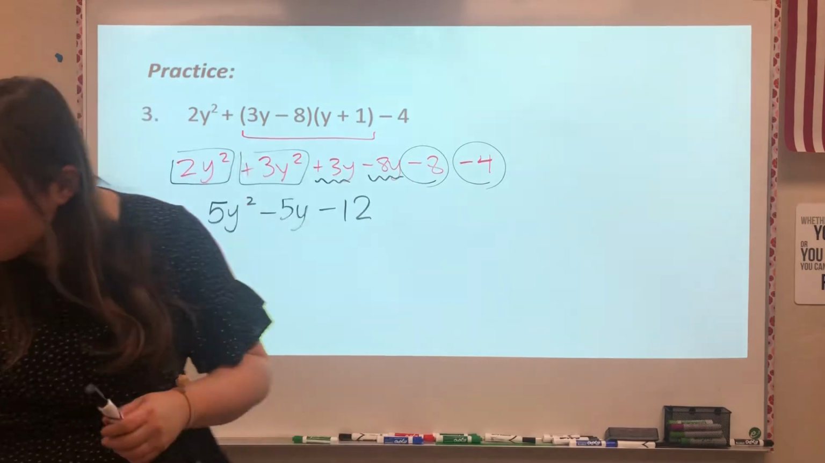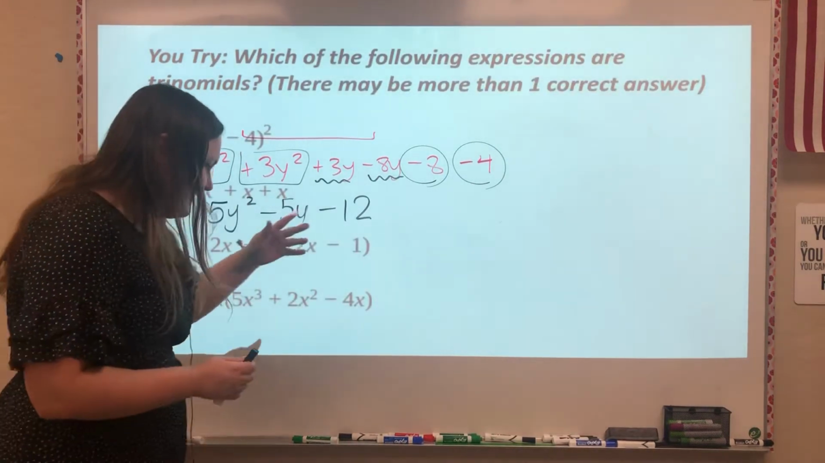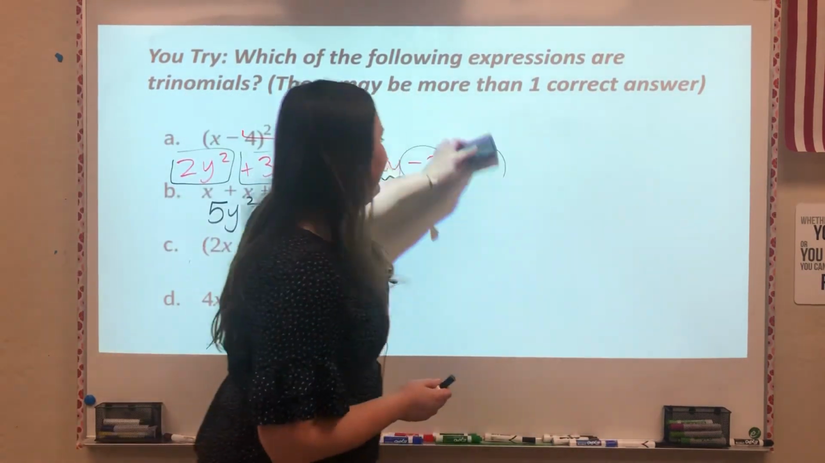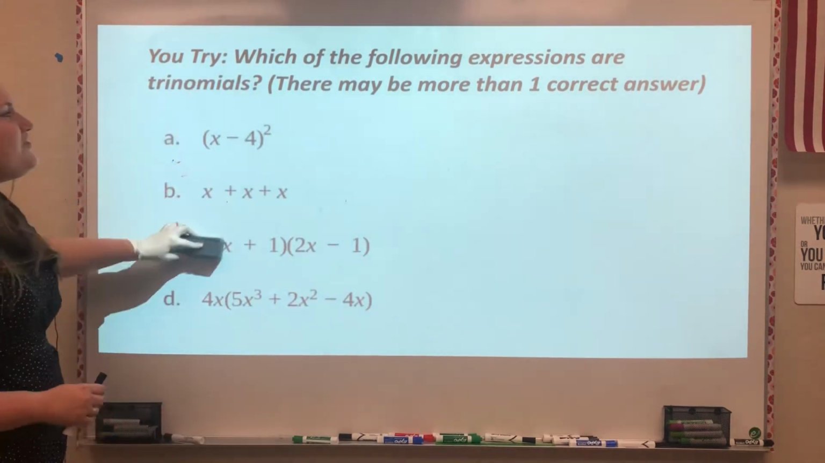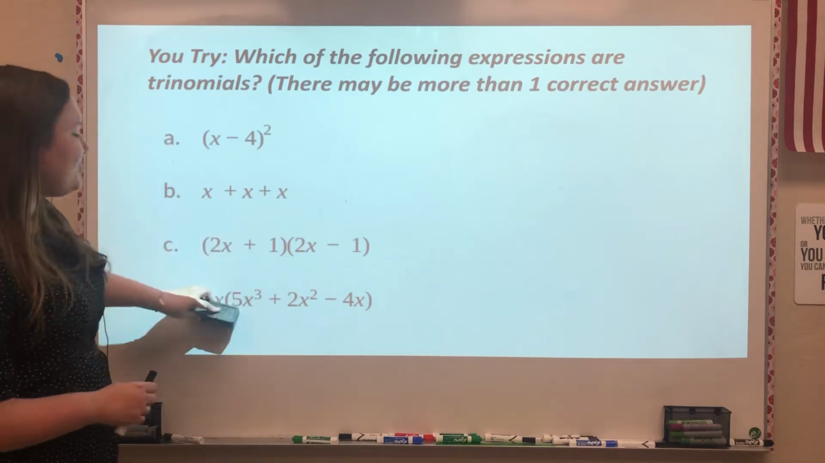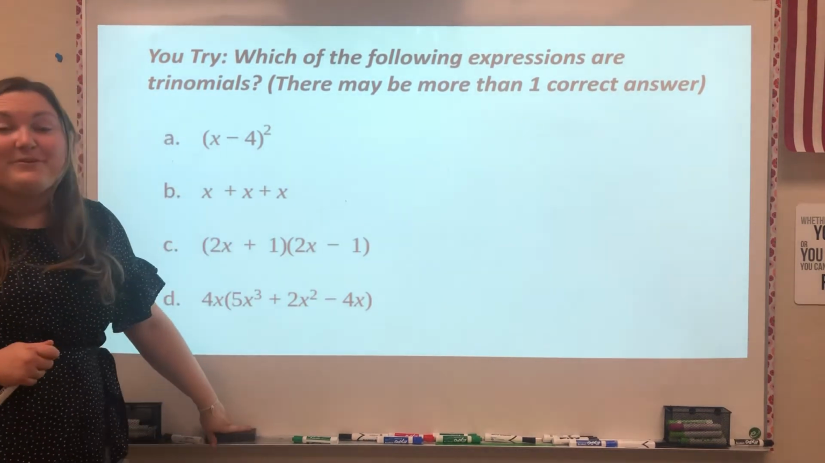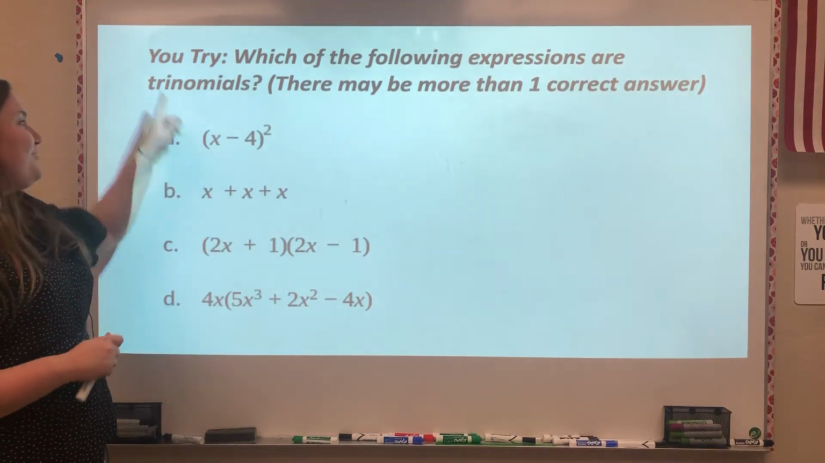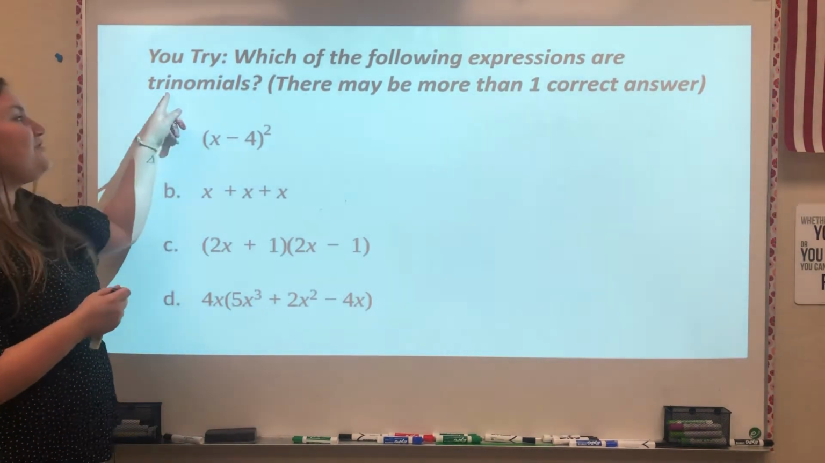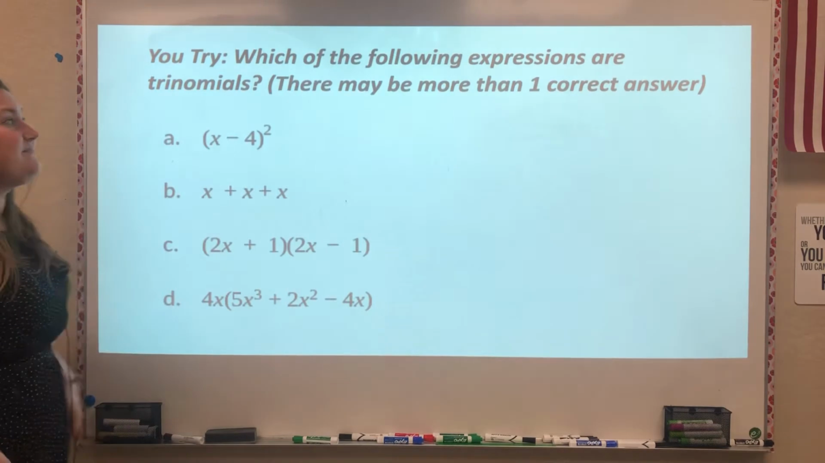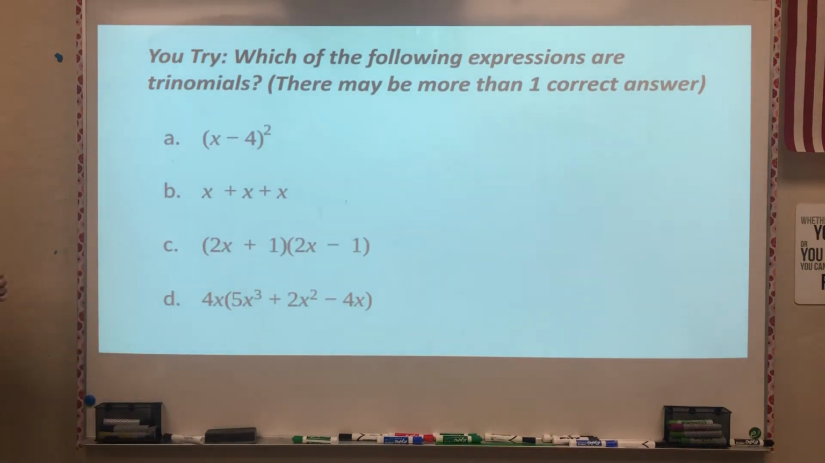I said I had 2 for you to try. That was the first one. The second one is another fun one. This second one here says, which of the following expressions are trinomials? Do you remember what a trinomial is? Tri, 3. Think triangle, tricycle. A trinomial means there's 3 terms. So which of the following expressions are trinomials?